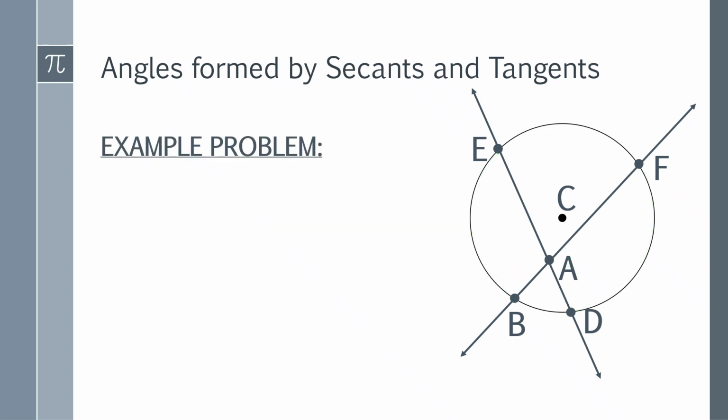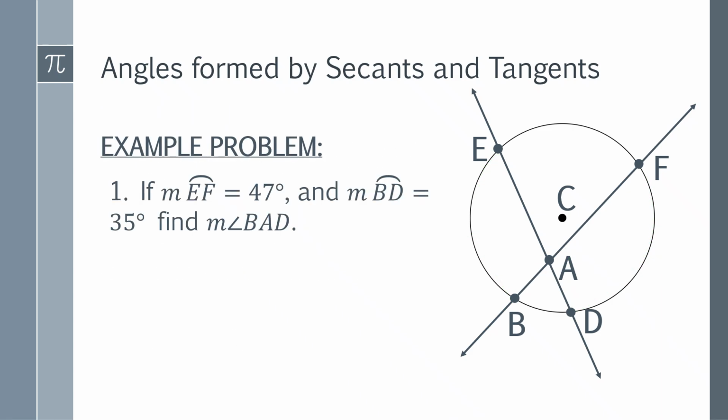Let's have an example problem. If measure of arc EF is 47 degrees and the measure of arc BD is 35 degrees, how will you find the measure of angle BAD? So, tingnan natin ang case natin. Kung mapapansin nyo, itong point of intersection, nasa labas na siya ng circle.